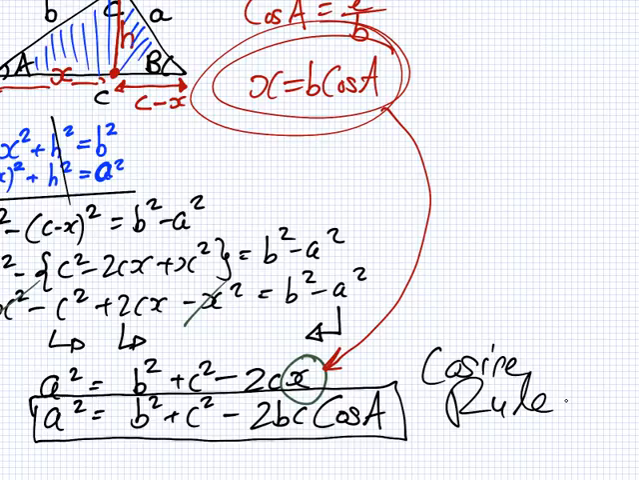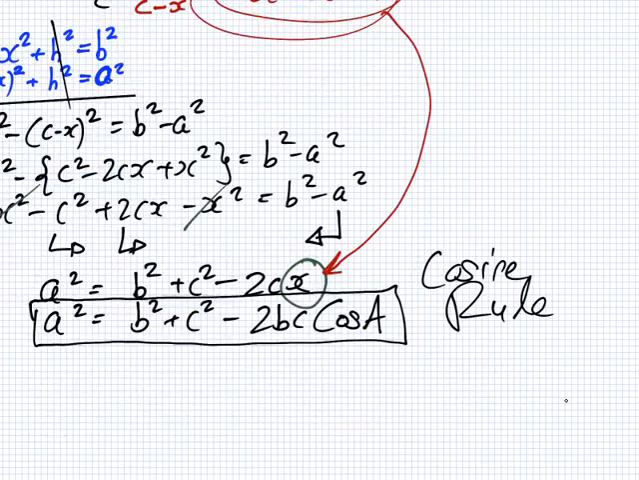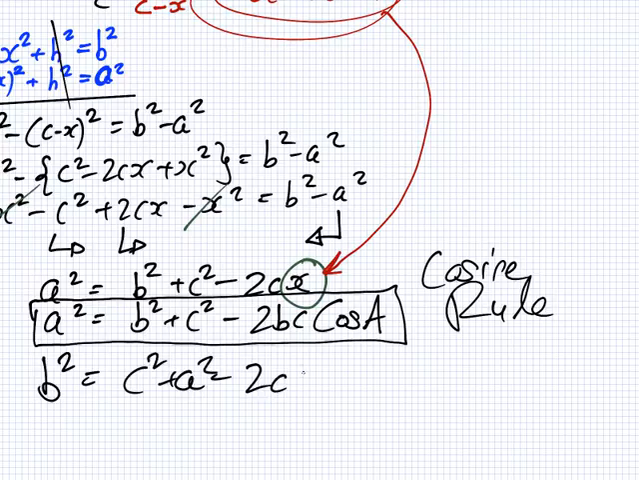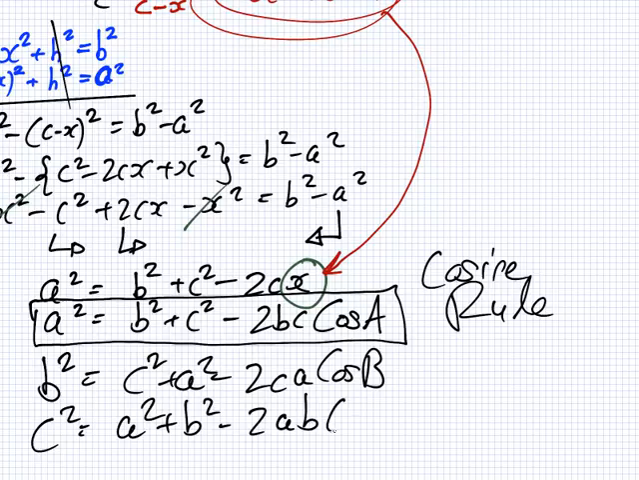Now, there are other ways to state the cosine rule. In this version, you have the A on the left. But it doesn't matter. If you had other sides, they just cycle. What I mean by that is, if here was a b squared, then this would be c squared plus a squared minus 2ca cos b. And likewise, c squared equals a squared plus b squared minus 2ab cos c. They're all the same thing.